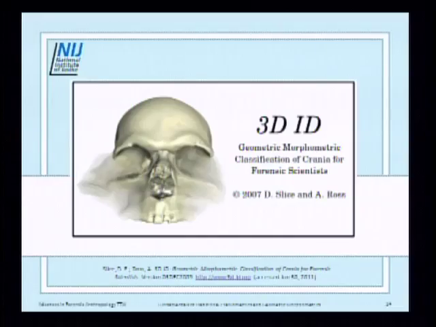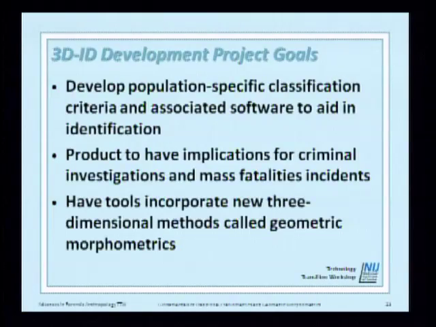So here comes 3D ID, and we developed this pretty much as geometric morphometrics for dummies. All you need to do is collect your data in Excel, whatever it is that you want to do, and you plug your X, Y, and Z coordinates into the software. You don't need to know what's going on in the background. Okay, that's thanks to Dennis Slice.